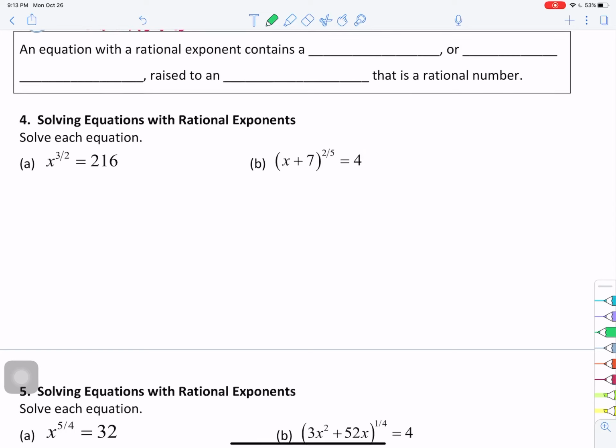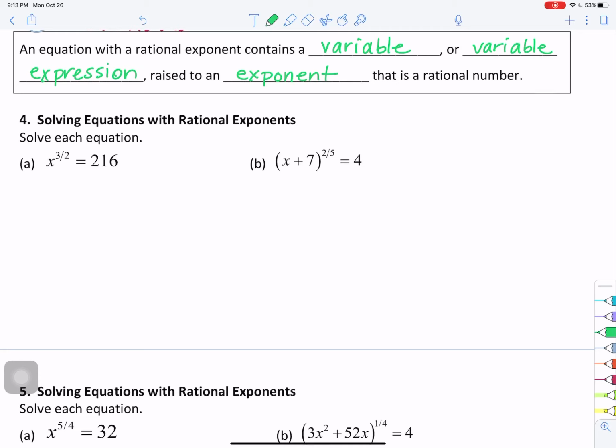This is part 2 of section 2.6, other types of equations. Let's fill in the blanks here. An equation with a rational exponent contains a variable or a variable expression raised to an exponent that is a rational number. Well, we filled that in.